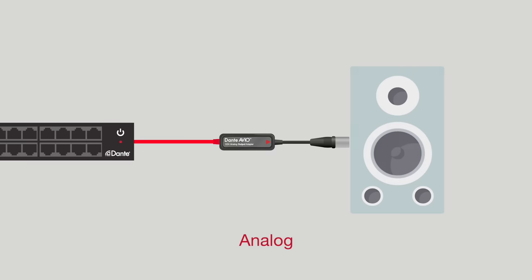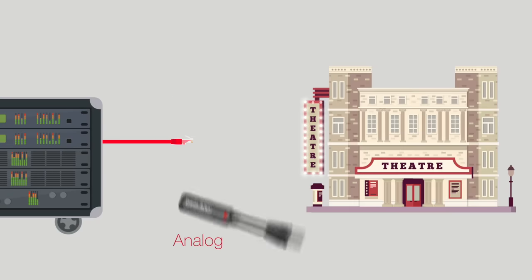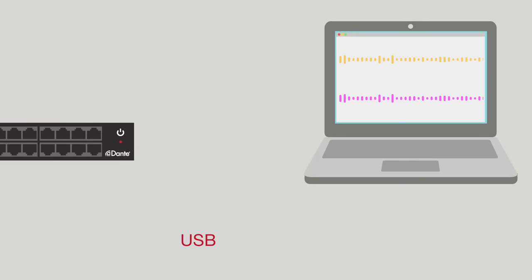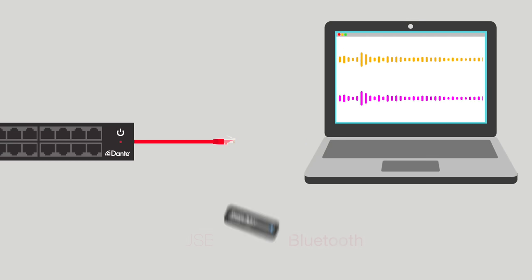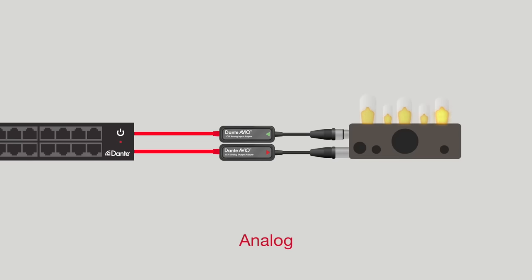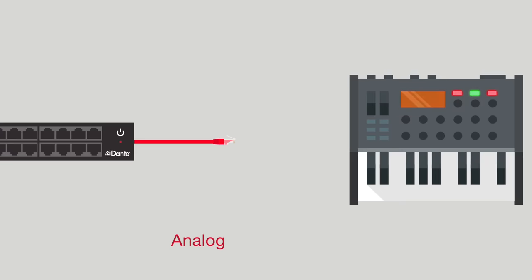Use AVIO to plug into active loudspeakers. Connect your rental gear to a venue's house system. Connect PCs with no need for any software download or network configuration. Use a favorite effects unit as part of your network system. Plug stage instruments directly into your network.